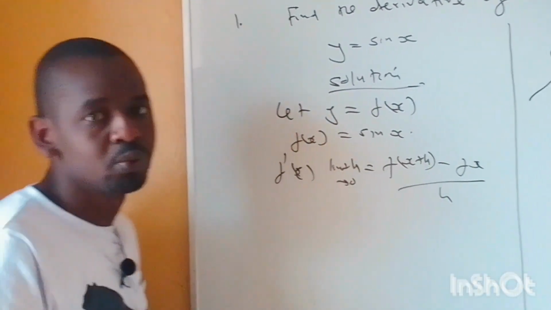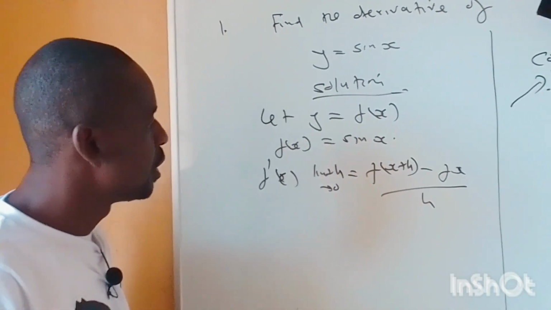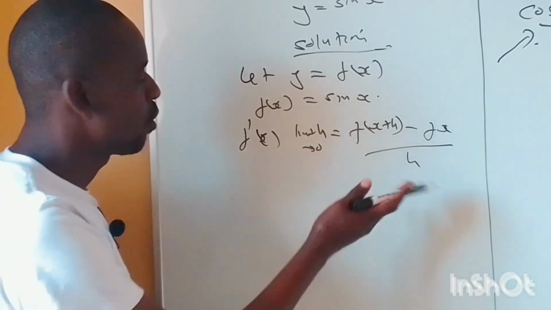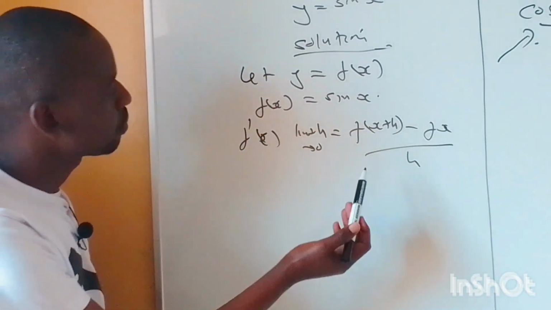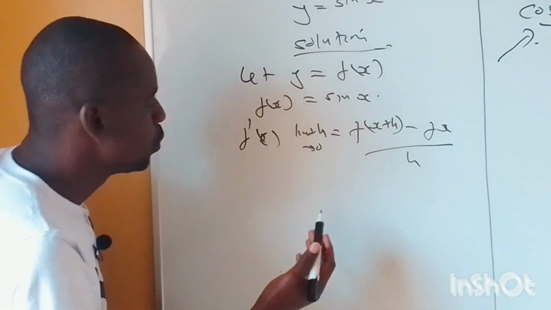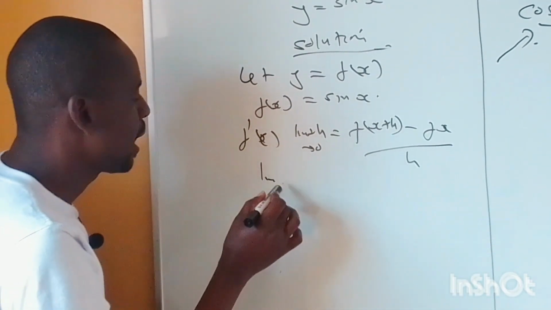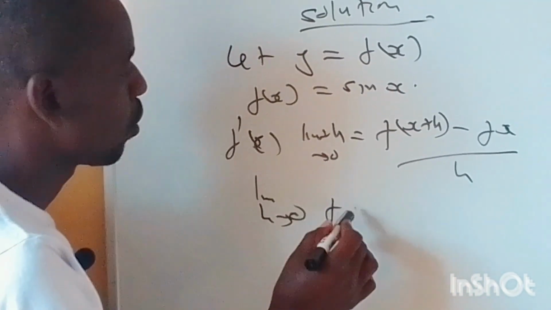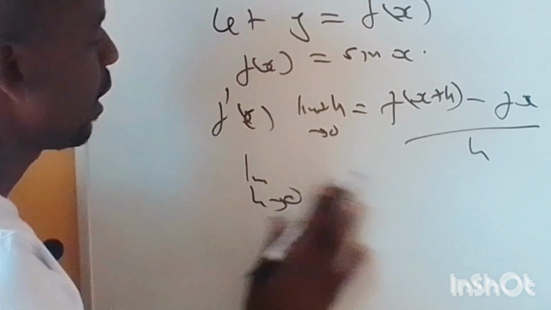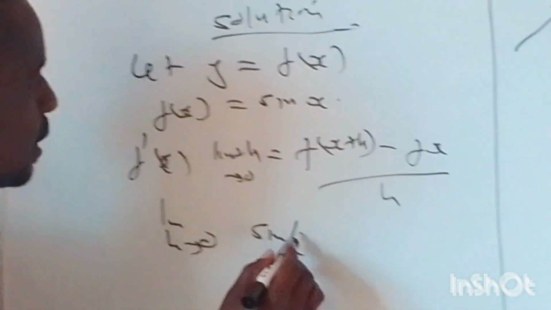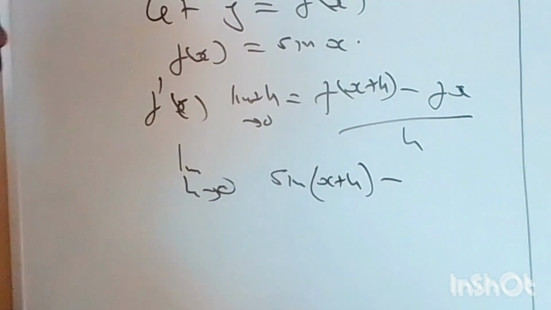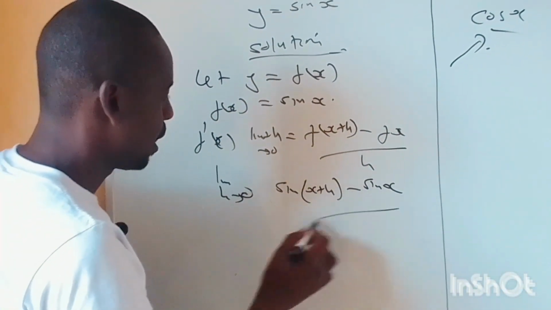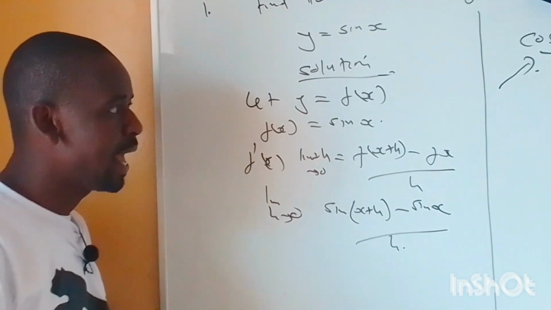So the first thing is just to write that formula so that we follow. We have the function of x plus h minus the function of x over h. That's the definition. So we have the limit as h tends to 0, and the function of x plus h is sine of x plus h, minus the function of x, which is our original value, sine of x, all over h.